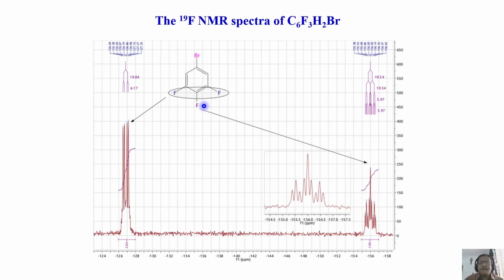I hope you are all with me. Just to make you understand, I'll repeat once again. Look at it. This fluorine is chemically inequivalent compared to these two fluorines. There is a perfect symmetry for this molecule. So this fluorine and this fluorine are chemically equivalent. At the same time, the couplings of this fluorine to these fluorines are also equal. It means if I look at the splitting pattern of this fluorine, it should be a doublet of doublets.